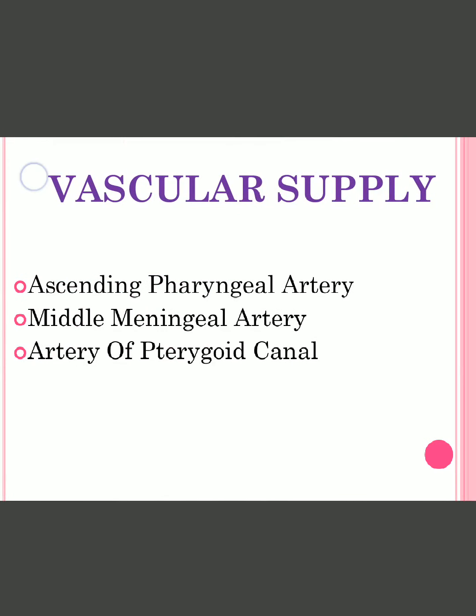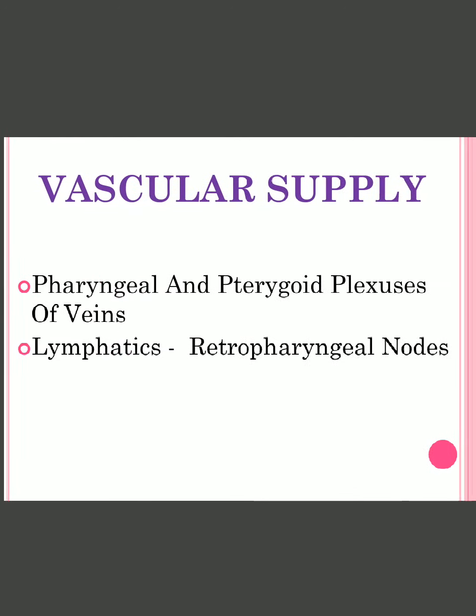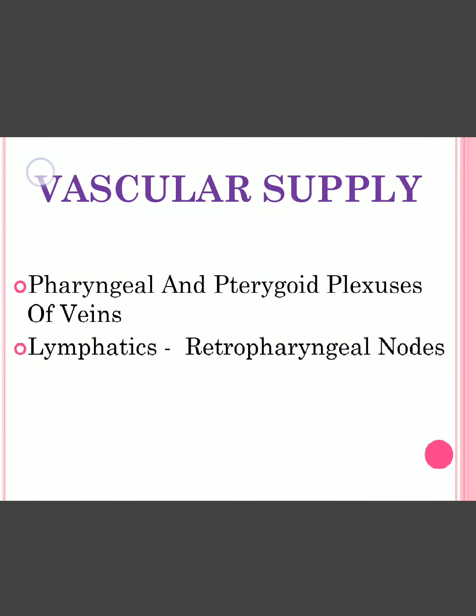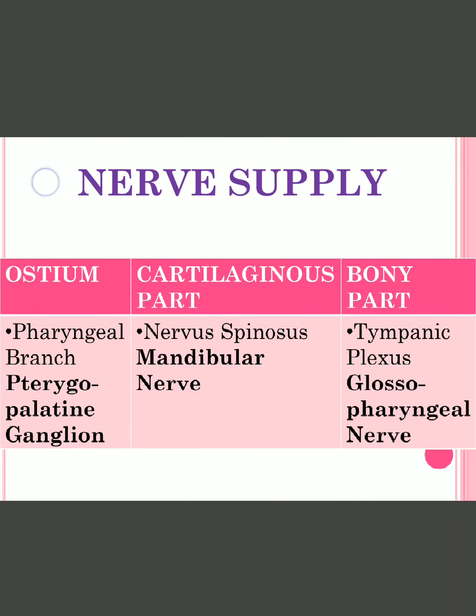The vessels supplying the auditory tube are the ascending pharyngeal artery, middle meningeal artery, and the artery of the pterygoid canal. The veins draining the auditory tube are the pharyngeal and the pterygoid plexus, and the lymphatics go into the retropharyngeal nodes. Nerve supply of the auditory tube: the ostium is supplied by the pharyngeal branch of the pterygopalatine ganglion. Cartilaginous part is supplied by the nervus spinosus, which is a branch of the mandibular nerve. And the bony part is supplied by the tympanic plexus, which is a branch of the glossopharyngeal nerve.